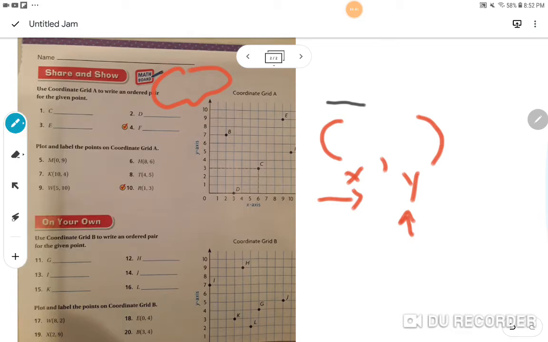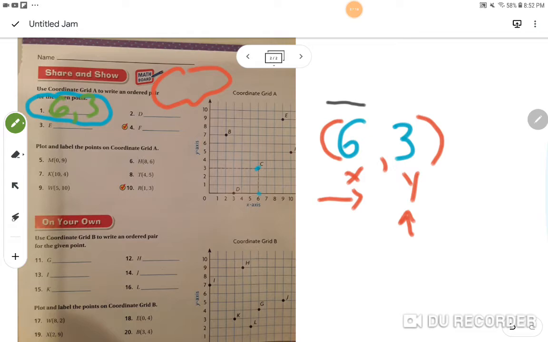All right, switch colors. They want to know where is the letter C. So let's find C. I see it right there. Well, remember, you got to go over first. You're going to go over how many? 6. And then you go up how many? 3. So you go over 6, up 3. So what's the ordered pair? 6, 3. That was not hard. Let me switch colors again. Let's go with green this time. 6, 3, for St. Patty's Day.